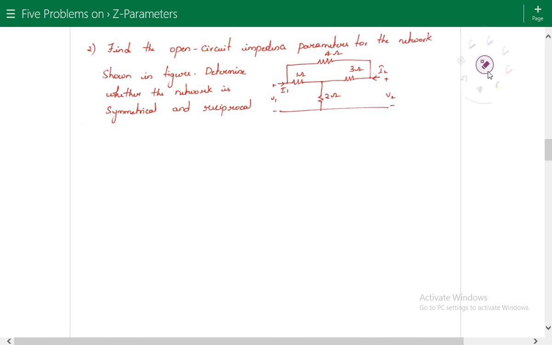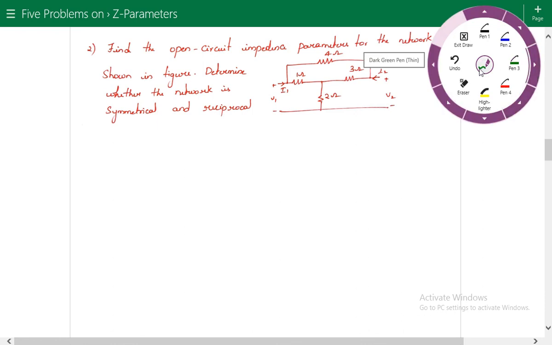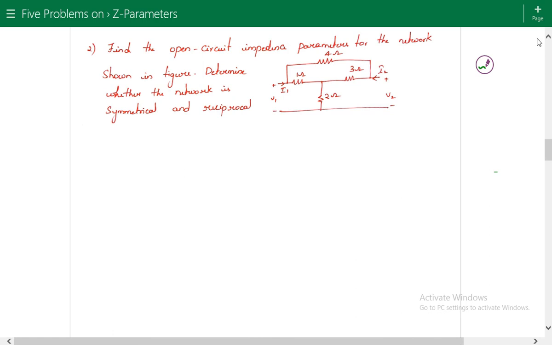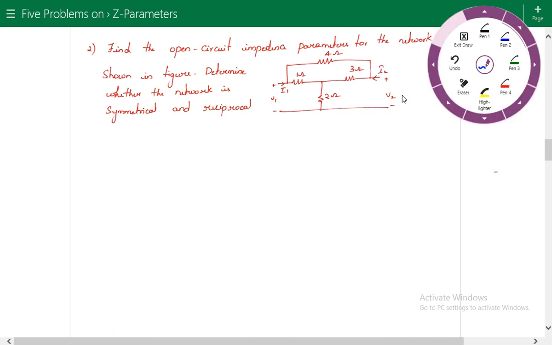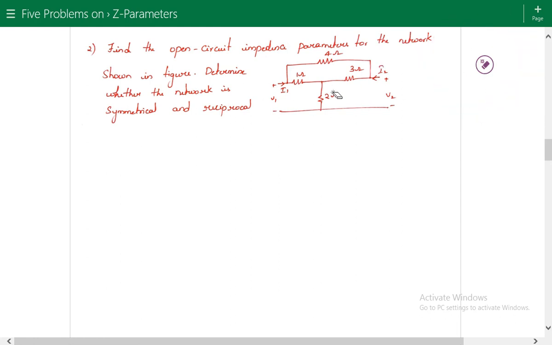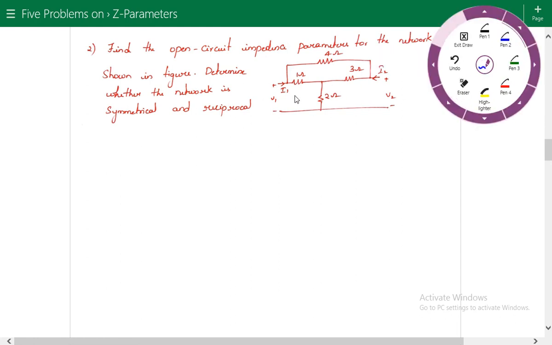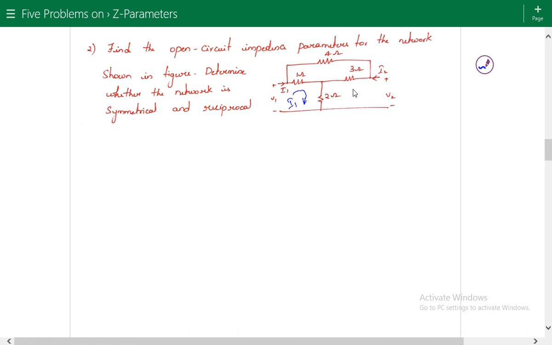So we will find the Z parameters, and by looking at the Z parameters we will check whether the given network is reciprocal and symmetrical or not. What is the first step? Don't open or short any elements. Just consider the currents. I will consider this as current I1, this as current I2, and this as current I3.